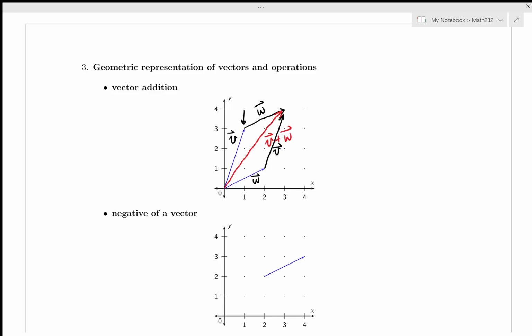And you can see from the drawing, in fact, that there's an important thing to be noticed, and that is that V plus W is equal to W plus V. So vector addition is commutative.